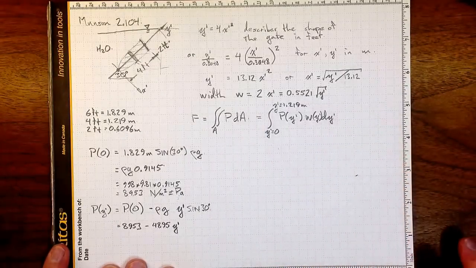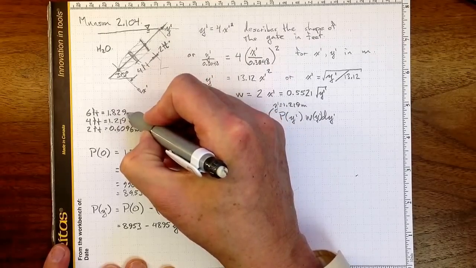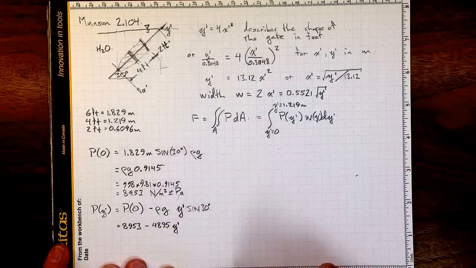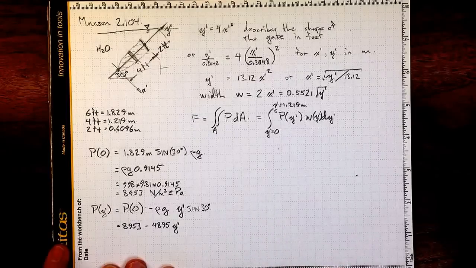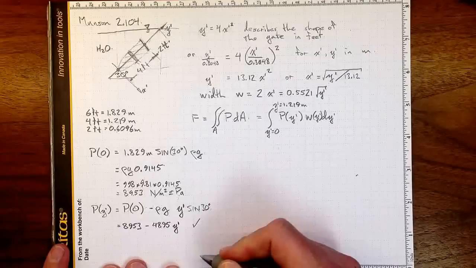Let's check that out. When y prime gets to be 1.829, we should be back to a pressure of 0. So 4895 times 1.829 negative plus 8953. Well, I get a fraction of a Pascal, which is probably just my round-off error. So, yep, that checks out.